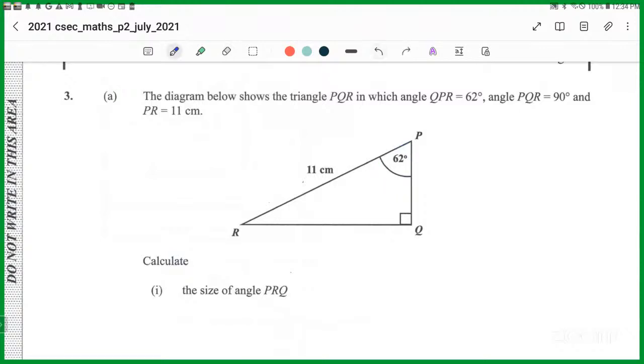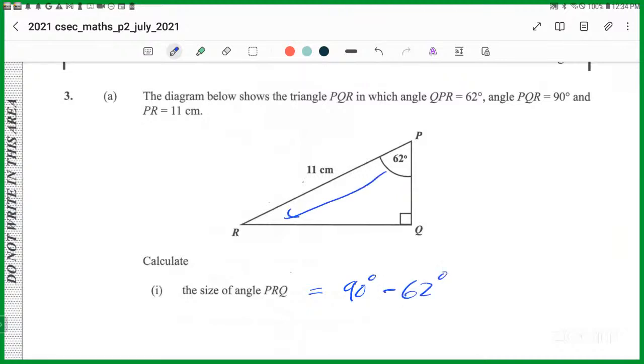All right. It said this angle is 90, so we're working the right angle triangle, and they give us the hypotenuse. And once you know one angle and the hypotenuse, you can find everything else after that. It says find the size of angle PRQ. That's right here. That's just 90 minus 62. This is equal to 90 degrees minus 62 degrees.